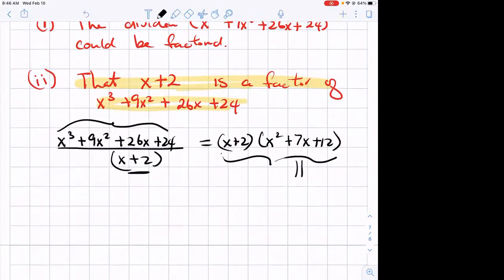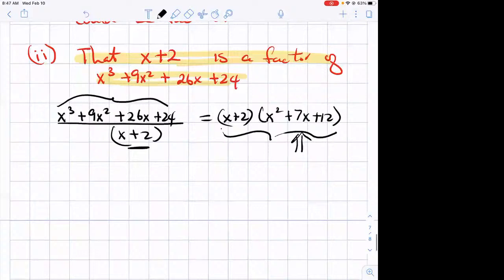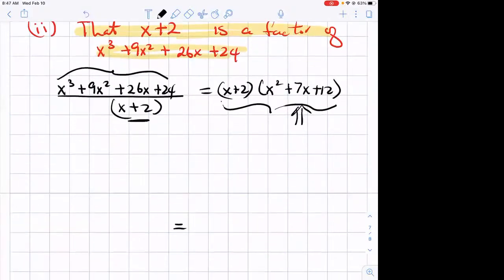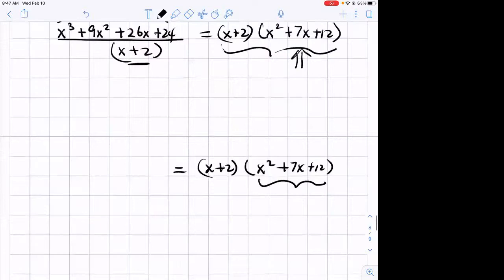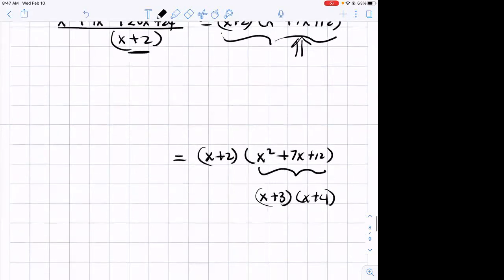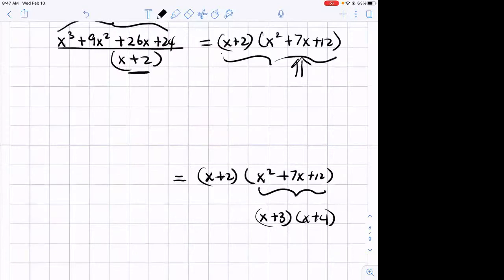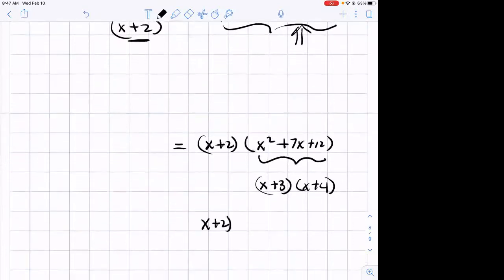Now, this here is also quadratic. So you can factor that. We did x squared plus 7x plus 12. So this portion, x plus 2 times x squared plus 7x plus 12, later on, this can also be factored as x plus 3 times x plus 4. We just did that. So if you were able to factor that dividend, then all of the factors would have been x plus 2, x plus 3 times x plus 4.